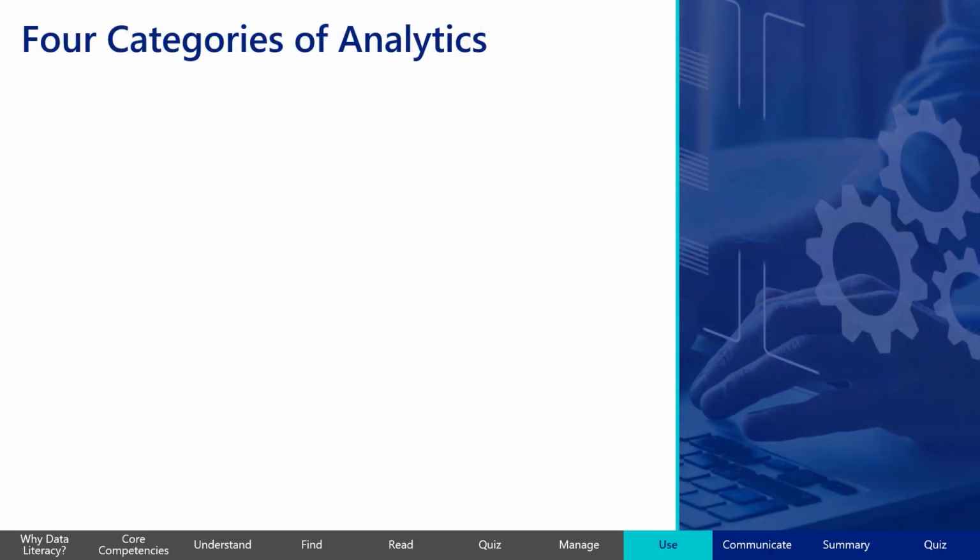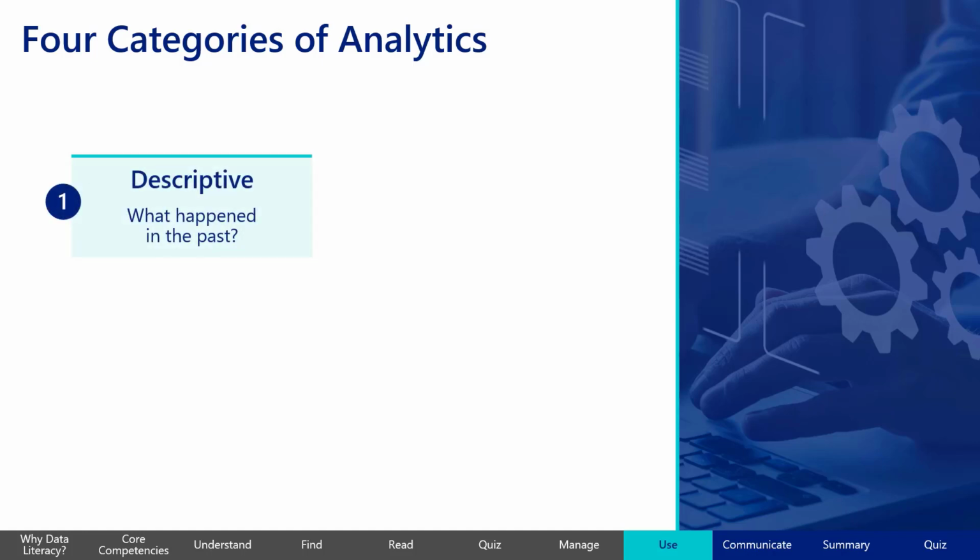There are 4 categories of analytics, and what analysis you choose depends on the questions you need to answer. Descriptive analysis tells you what happened in the past. Aggregate or summary statistics are useful for benchmarking performance, identifying patterns and trends, and reporting on operations.